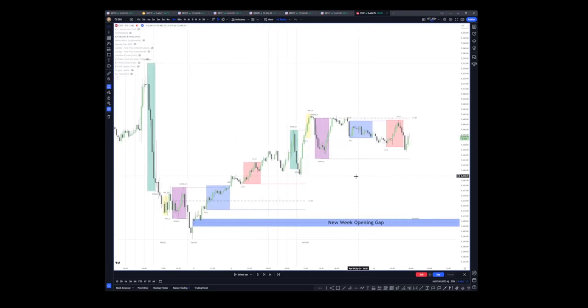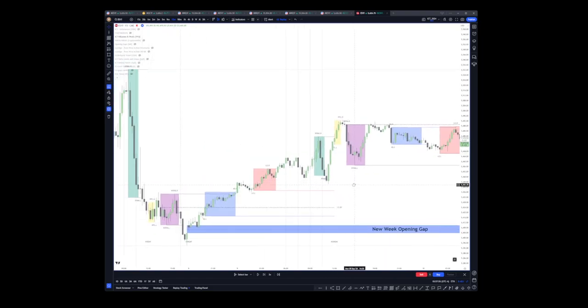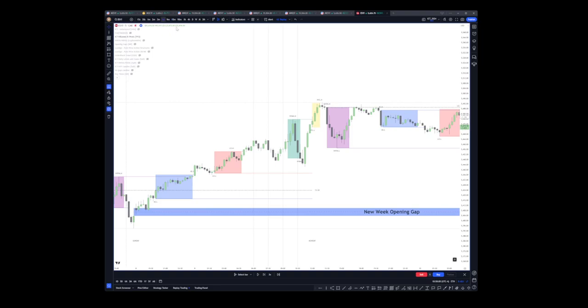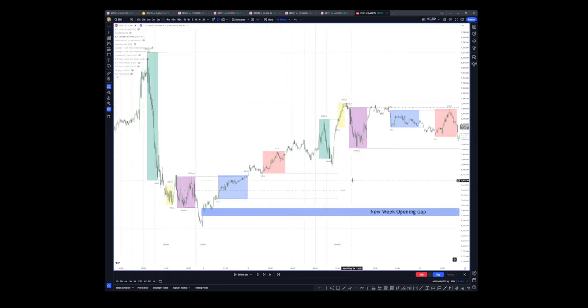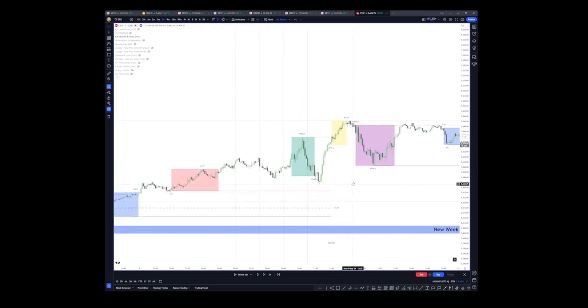Were there ways that we could have taken a trade here? Possible. Let's see. 5-minute chart. Are you guys following, or going too fast?